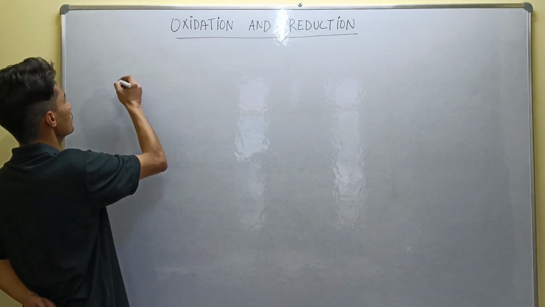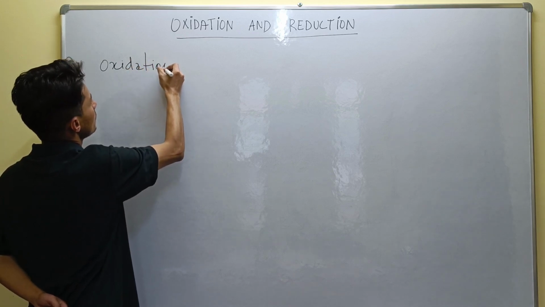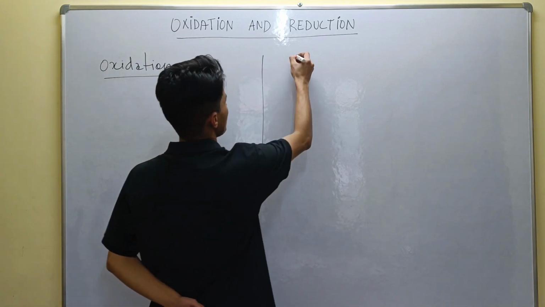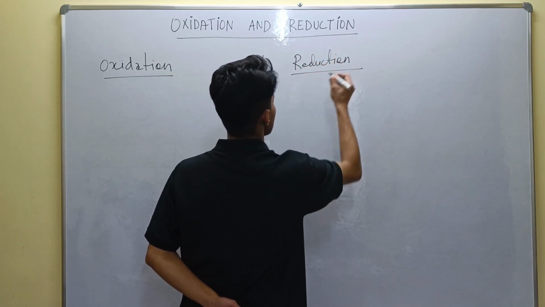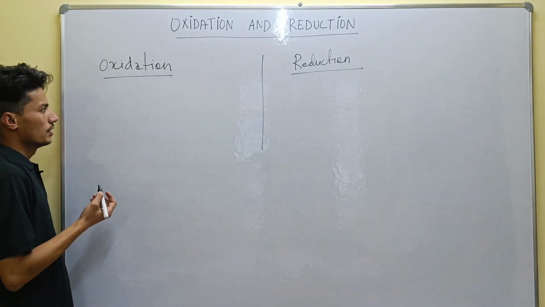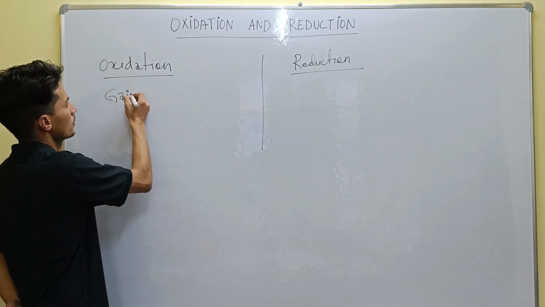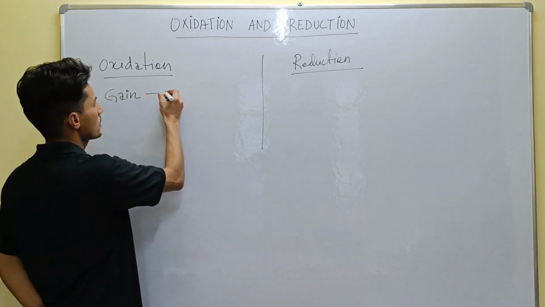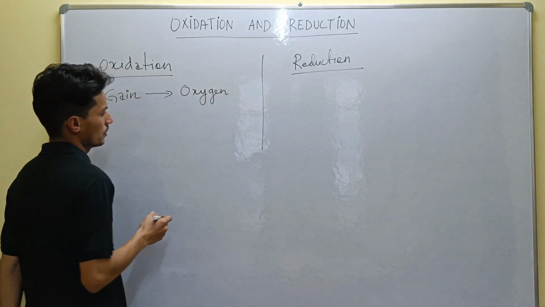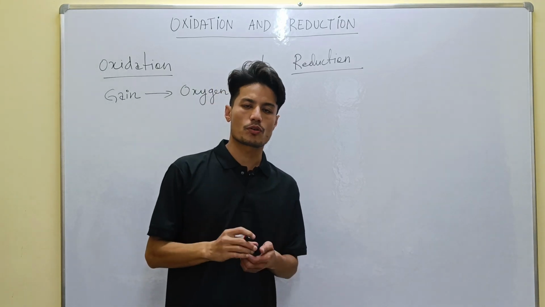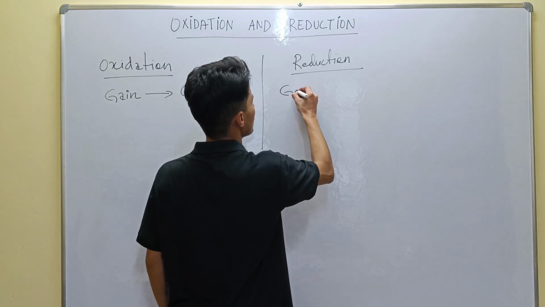Now see, oxidation and let's say reduction. So what is oxidation? In terms of gain, in oxidation, what happens is that they gain oxygen. A chemical reaction where oxygen is gained will be known as an oxidation reaction.